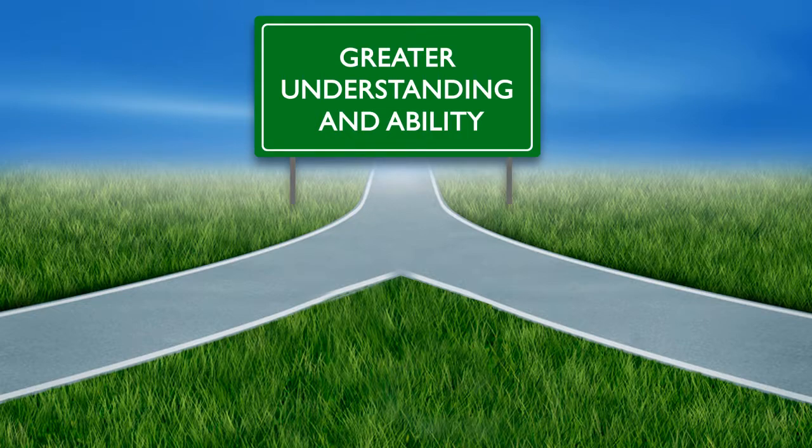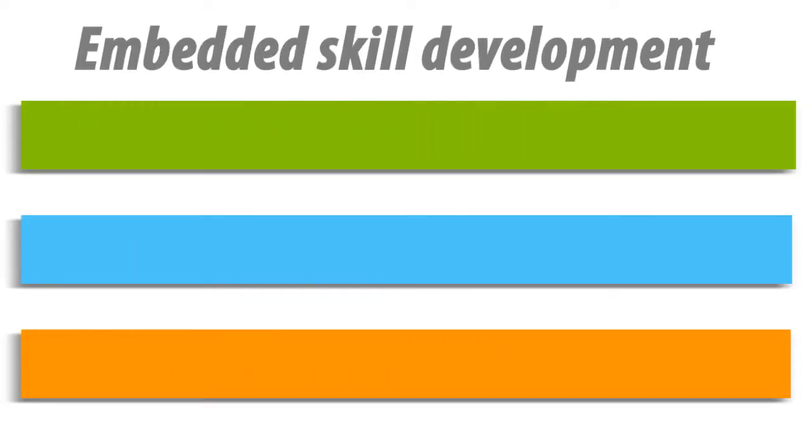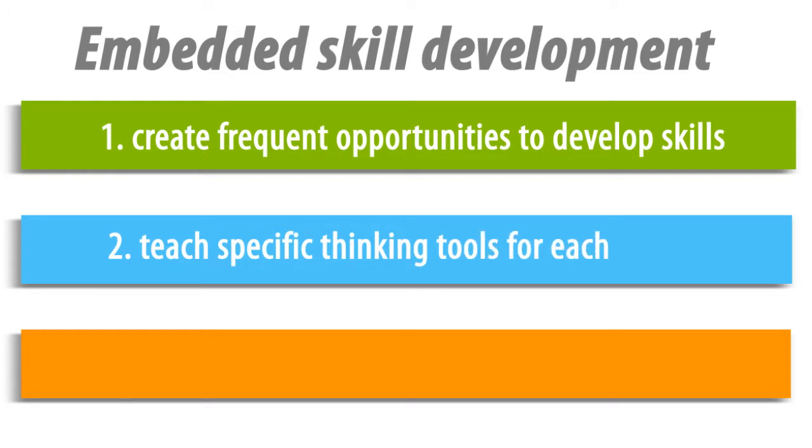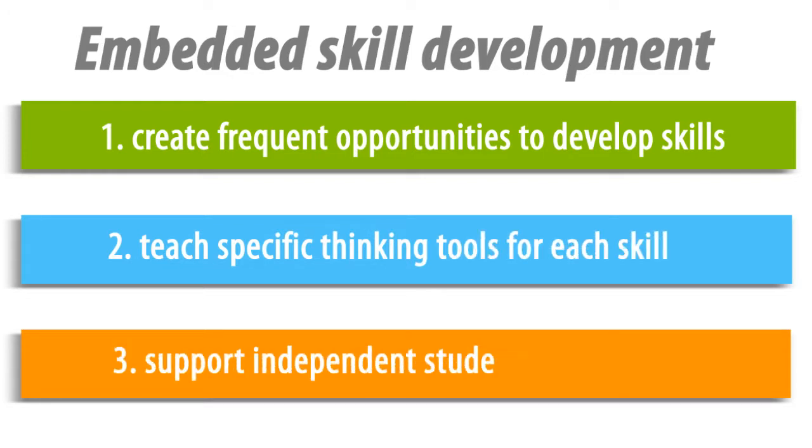and learn more effectively. Embedded skill development involves 3 steps: creating frequent opportunities to develop skills, teaching specific thinking tools to build competence in each skill, and supporting students in using their thinking tools independently without teacher prompting. Let's explore each of these steps.